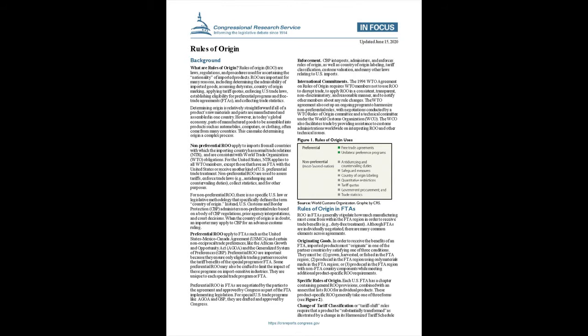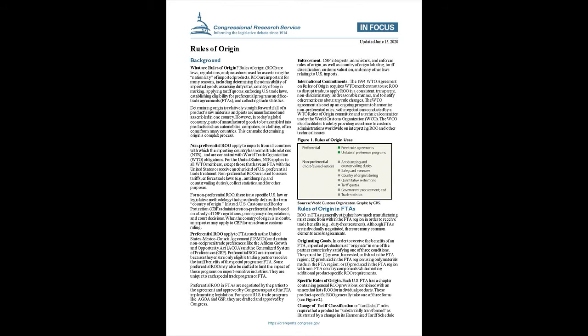customs ruling. Preferential ROU apply to FTAs such as the United States-Mexico-Canada Agreement (USMCA) and certain non-reciprocal trade preferences, like the African Growth and Opportunity Act (AGOA) and the Generalized System of Preferences (GSP). Preferential ROU are important because they ensure only eligible trading partners receive the tariff benefits of the special program or FTA. Some preferential ROU may also be crafted to limit the impact of these programs on import-sensitive industries. They are unique to each special trade program or FTA.